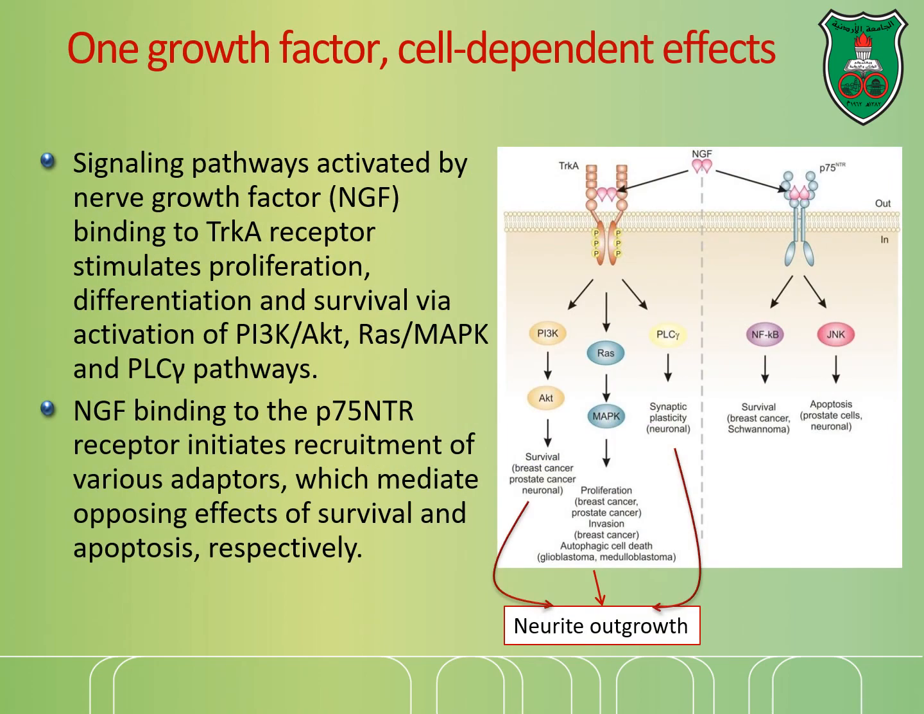Now you also have the idea of one growth factor having different effects on cell types. So an example is nerve growth factor. Now the same growth factor binds to two different receptors, inducing different effects. It can bind to TRK-A receptor, stimulating proliferation, differentiation, and survival, eventually leading to neurite outgrowth. On the other hand, the same growth factor can bind to another receptor. In this case, it's P75NTR, inducing either survival or apoptosis depending on the cell type. So it induces survival of breast cancer, or it induces apoptosis of prostate cells. So it's cell dependent really, quite complex.